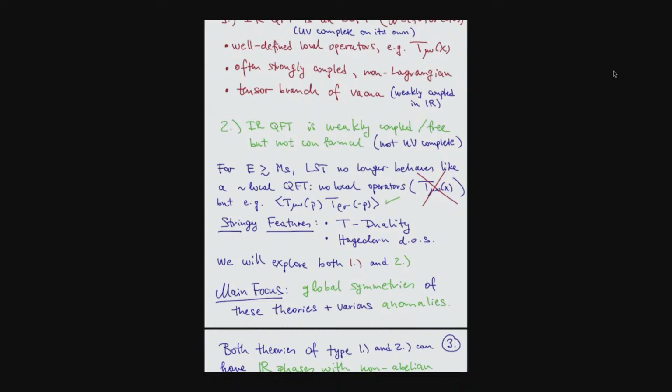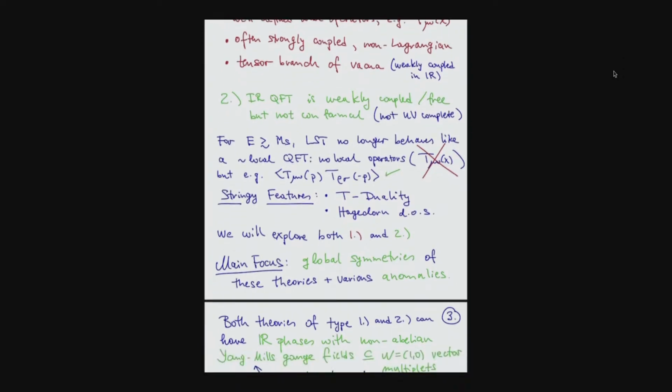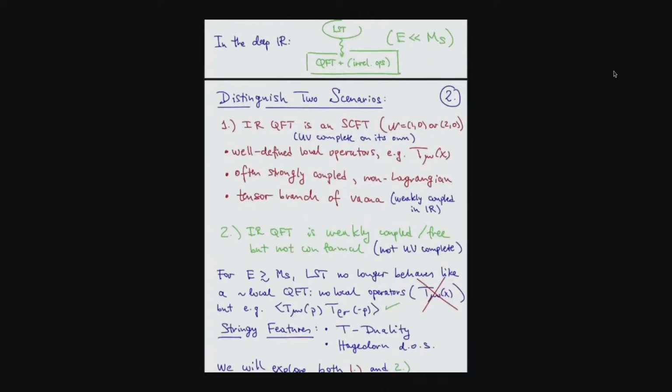Of course, once you go to high enough energy, you really see that the theory is not local. You see the little strings. For example, you see that at high enough energy, the stress tensor stops making sense as a local operator in position space. And you see stringy features like T-duality or a Hagedorn density of states. So I will mostly be interested in the infrared in this talk, but it's good to keep this embedding in mind. And I'll be interested in infrared scenarios of both types, type 1 or type 2, although I'll probably spend more time on type 2 than on type 1.